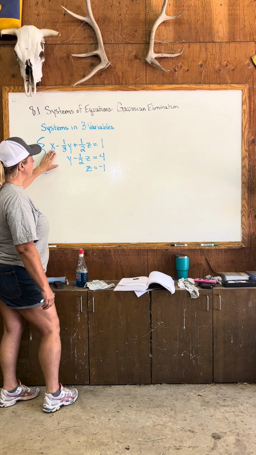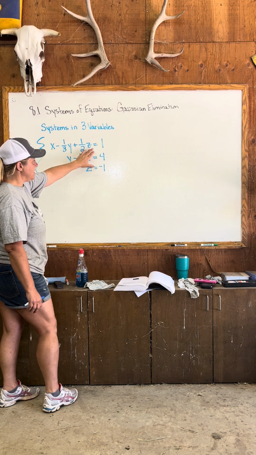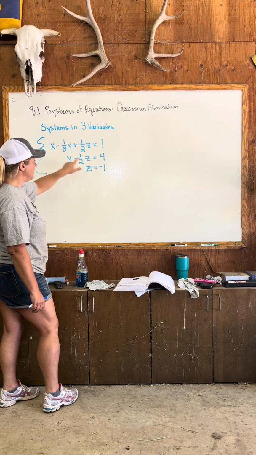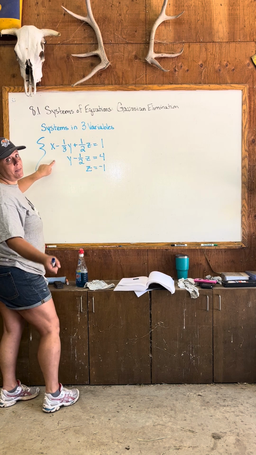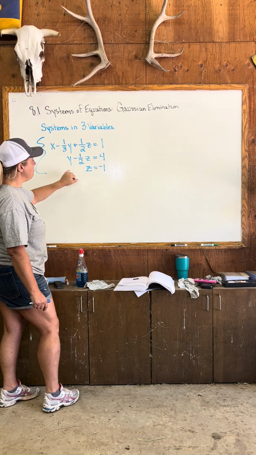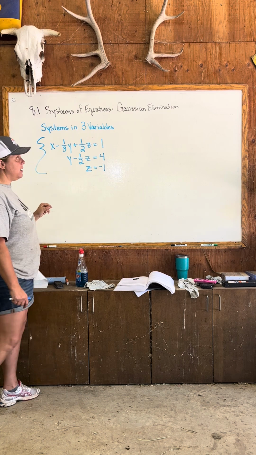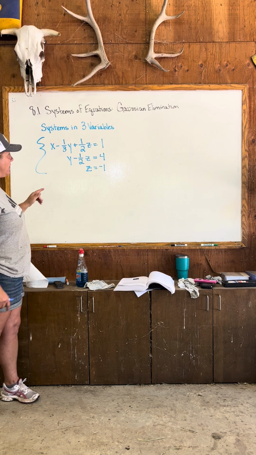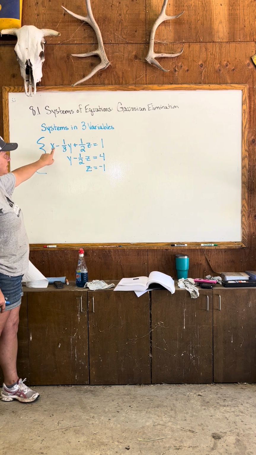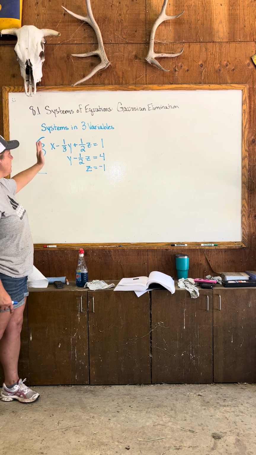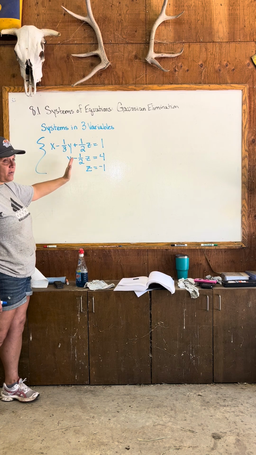So notice how the top equation has x, y, and z in it. The second equation is missing the x. It's got y and z, meaning the x was eliminated. And then notice that the third equation only has z, meaning the y was eliminated. So in Gaussian elimination, the way that we try to do it is eliminate the x, eliminate the y, and then you won't ever eliminate the z, but eliminate the x first and then the y.